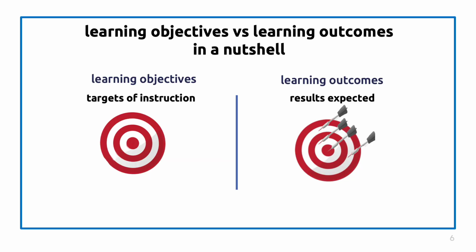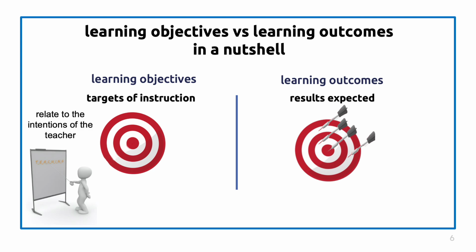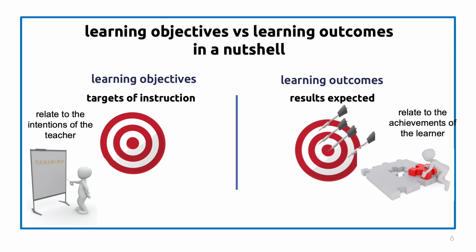Stated another way, learning objectives relate to the intentions of the teacher. They're formulated to express the targets of instruction, the knowledge and skills to be developed. Learning outcomes, on the other hand, relate to the achievements of the learner and are formulated to express what students will be able to do with what they've learned. Learning outcomes are tied to summative assessments. Learning objectives are not necessarily assessed, but if they are, they may be the objects of formative assessments.